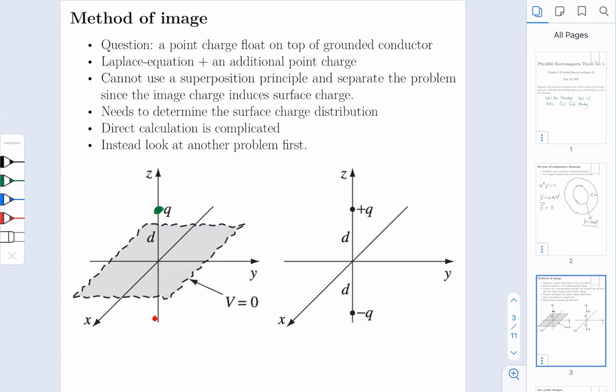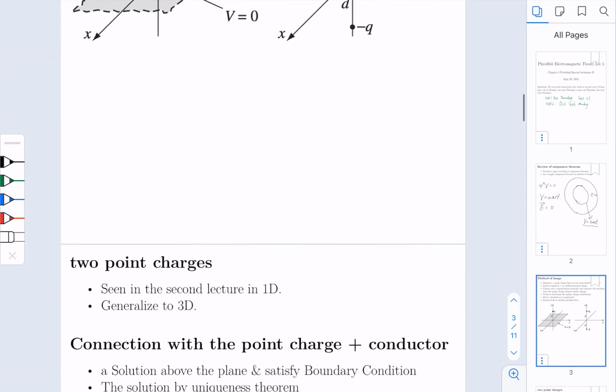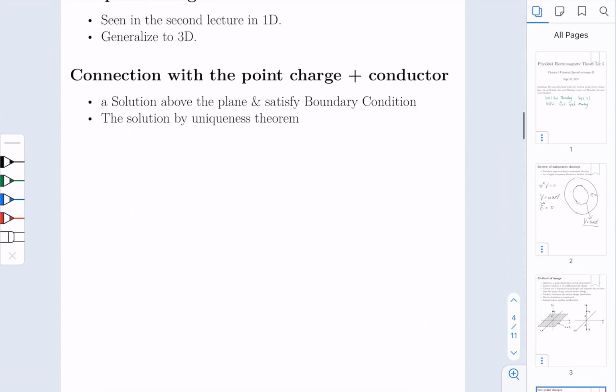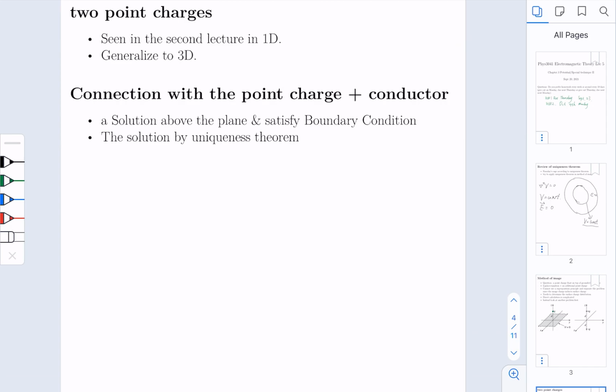If you go back to the original place, you can see that this image charge is actually out of the area that we are interested in. We are only interested in the E field above this plane, but we place this image charge somewhere below that plane. And let's see if we can actually solve this problem. This problem was solved in the second lecture for a 1D case, right? We simply need to generalize the result to 3D.